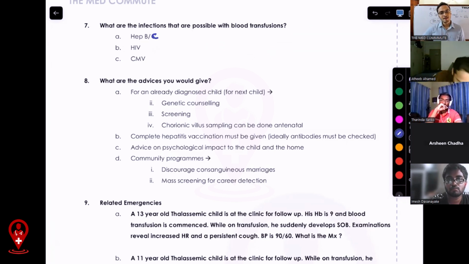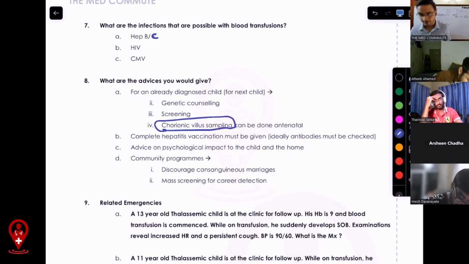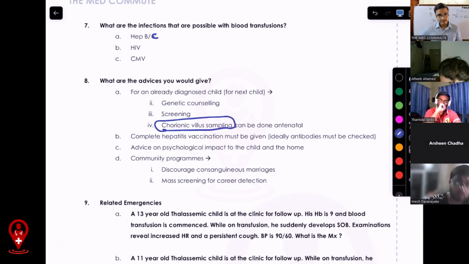For an already diagnosed child, genetic counseling of the parents, and screening if they're planning to have further children. Chorionic villus sampling also can be done antenatally. Then hepatitis vaccination must be complete, and antibodies must be checked. And advice on any psychosocial impact. This is what we talked about.